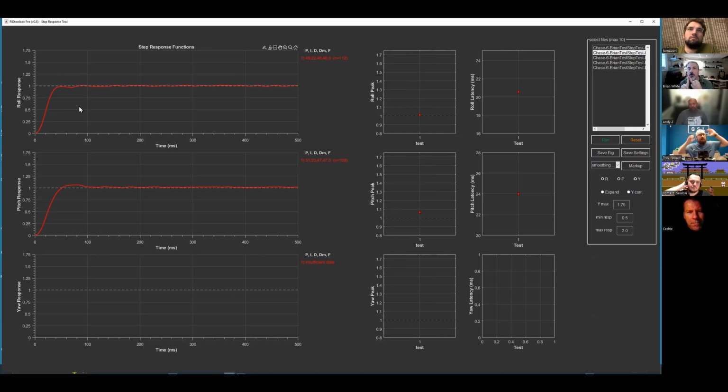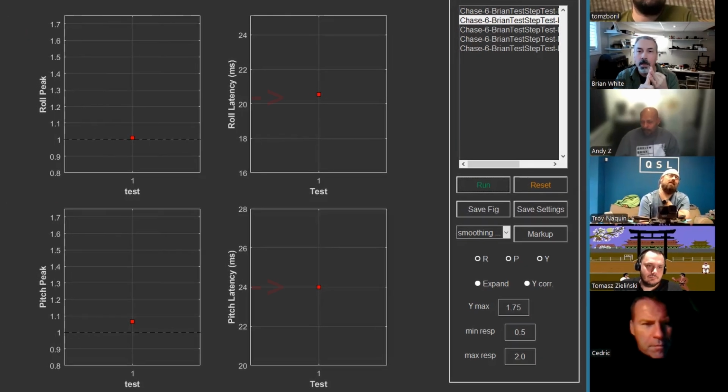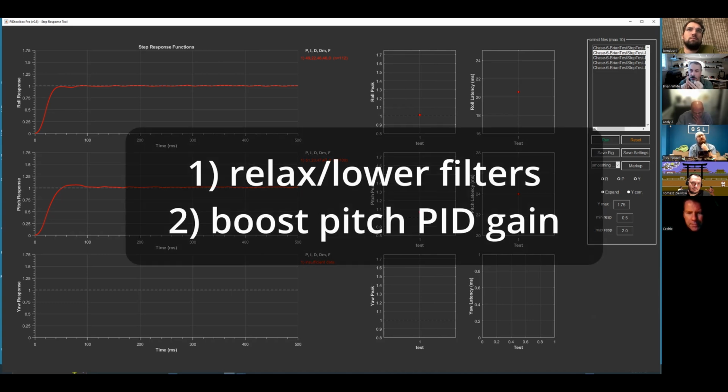The second thing, what would you guys do? Maybe pushing more the master. Pushing the master. Anybody else? Raise the pitch. I would lower the D. Ivan, you win the purple star. I would definitely boost the pitch axis. Yes. So the first thing I would do, like Cedric said, is relax the filters a bit and simultaneously boost the pitch axis a bit.